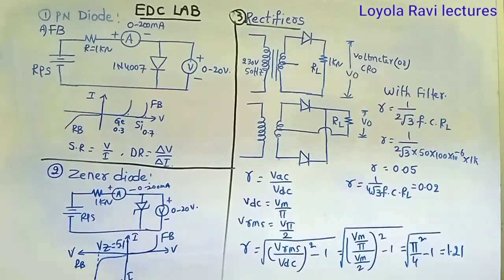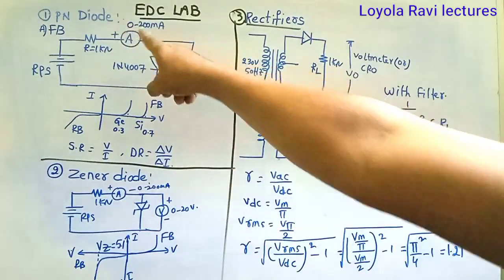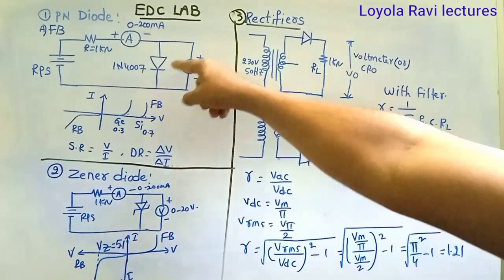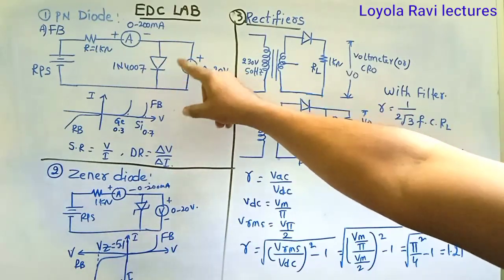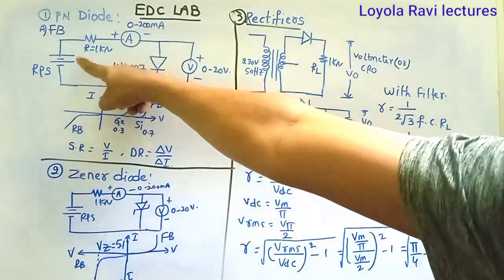Hi everyone, today we'll discuss all the experiments in the EDC lab and how to do them. First one is the PN junction diode. This is the forward bias circuit. Positive of the supply.